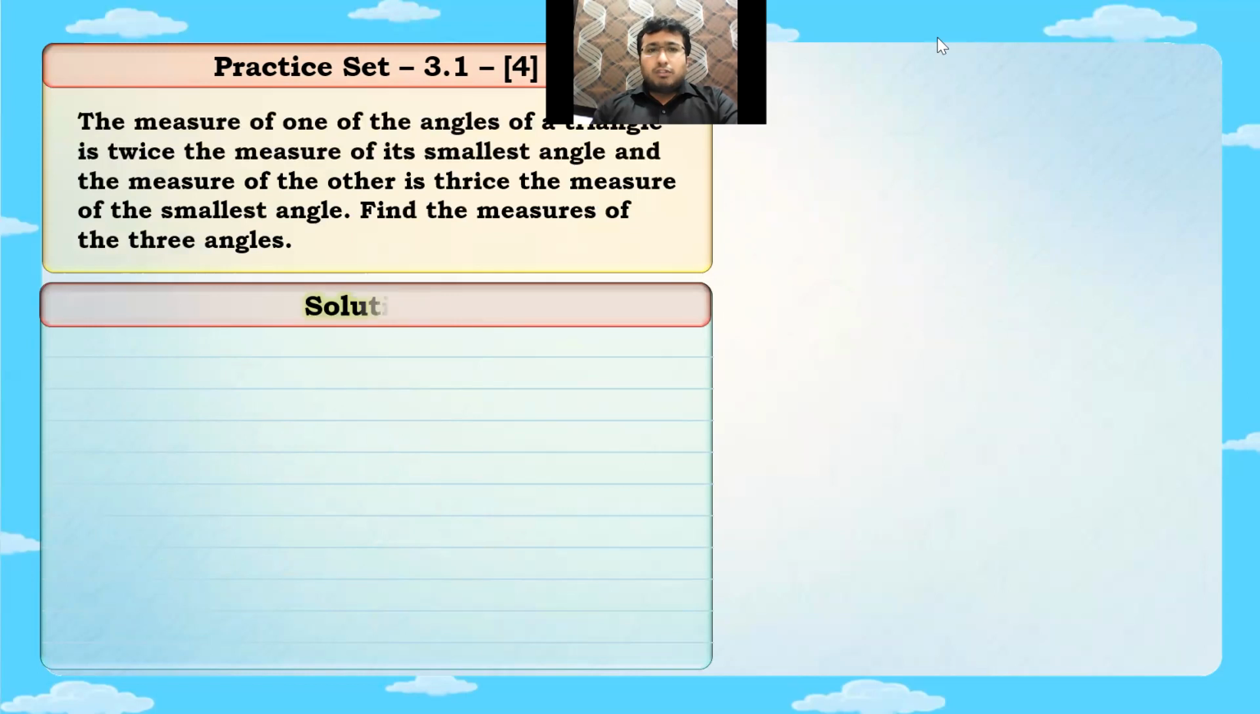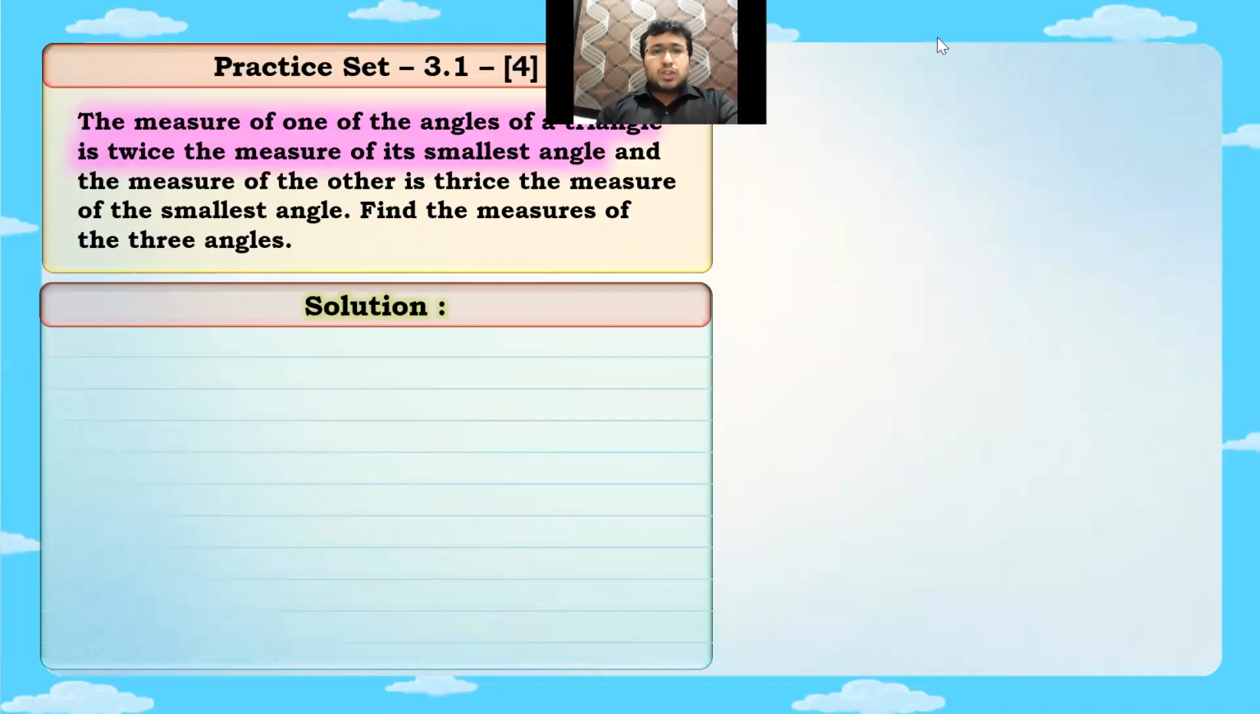Again students, a very important sum. It can come in your exam for 2 marks, or it can even come as a multiple choice question. I want all of you to pay attention to this. It says the measure of one angle of a triangle is twice the measure of its smallest angle, and the measure of the third angle is thrice the measure of the smallest angle. Find the measure of all three angles.